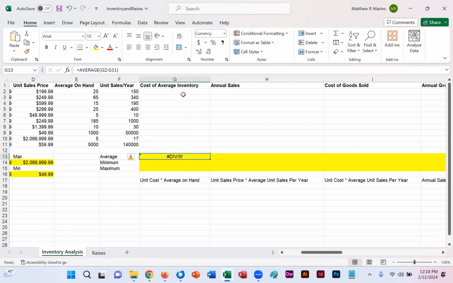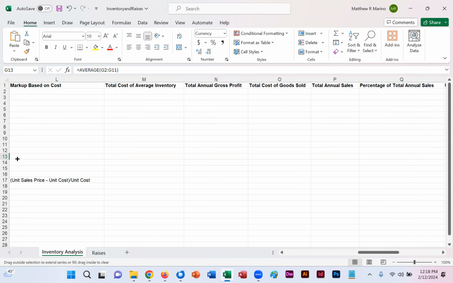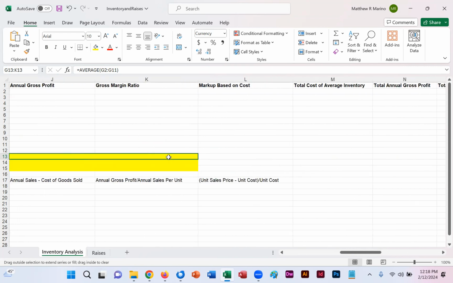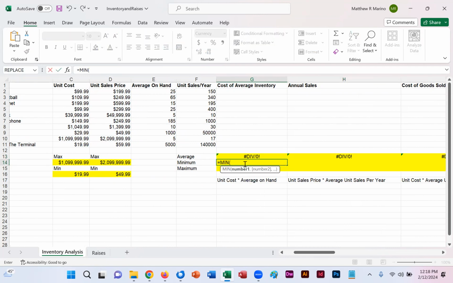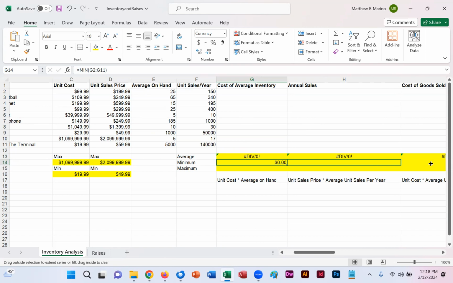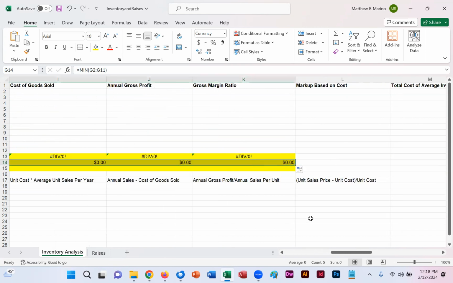That's because there's nothing in these cells yet. So we click back in. We auto fill through. Went too far. There we go. We auto fill through K where our yellow highlight ends. Then we do the same for the minimum. We do equals min, highlight J2 through J11 for our range of cells. We click back in and auto fill through.